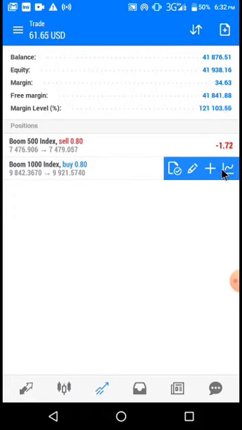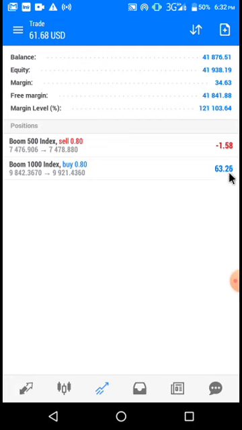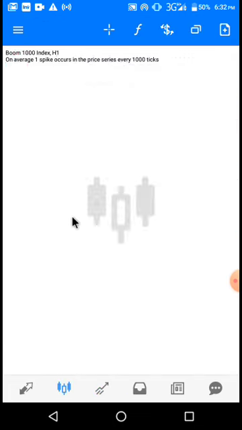Boom 1000, when I made my analysis, I saw that although it's in a downtrend, for a short term it's going to go up. So I entered the trade somewhere here, and I was floating in profit. Currently it is retracing a little bit, because I had about 70 something dollars, about 80 something, and now it has started retracing.